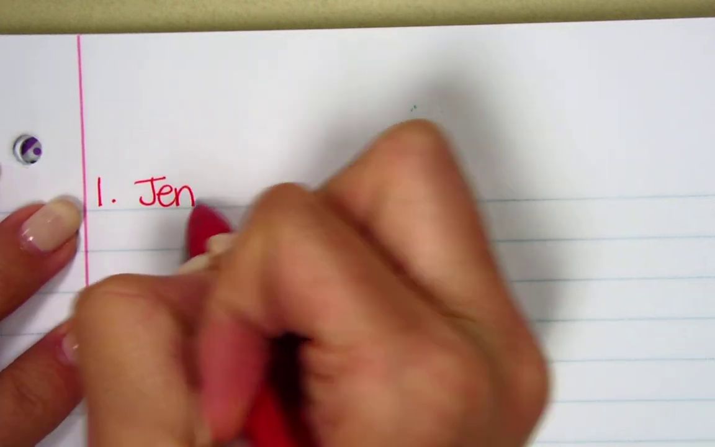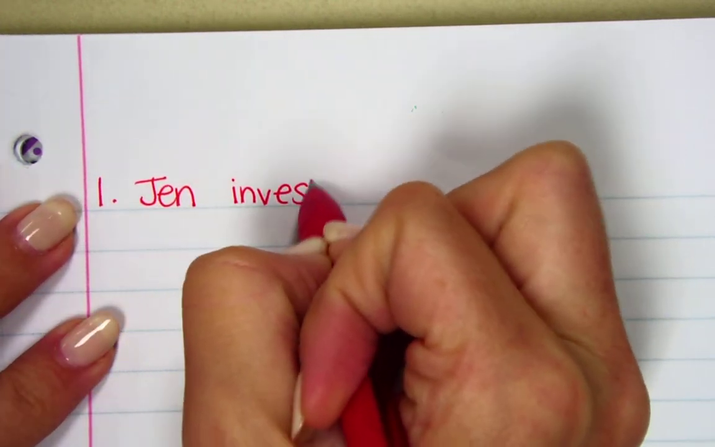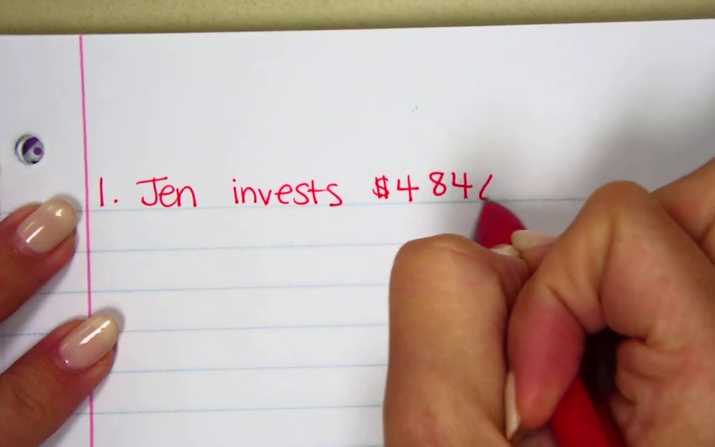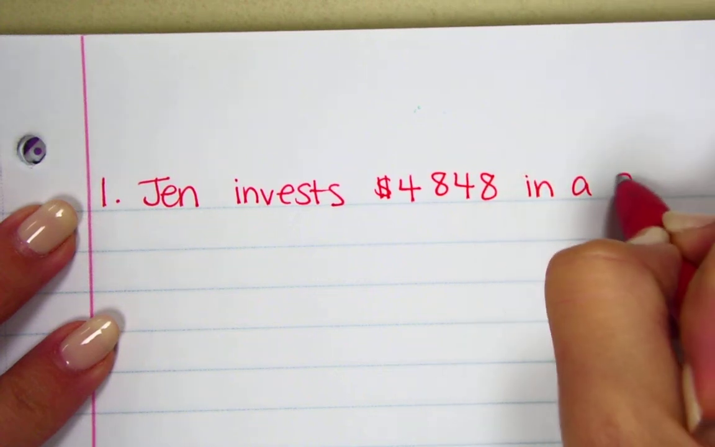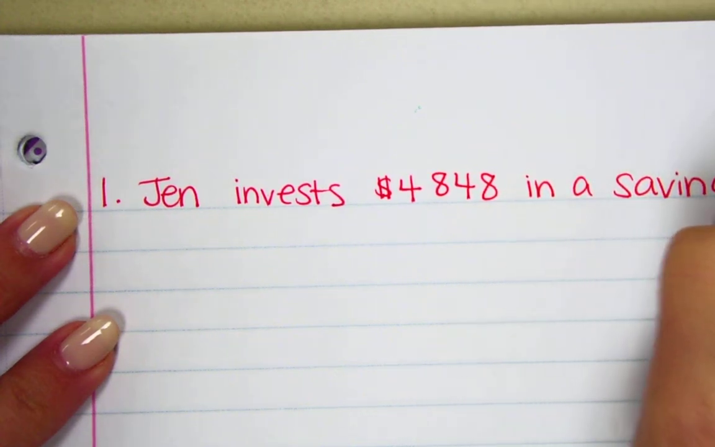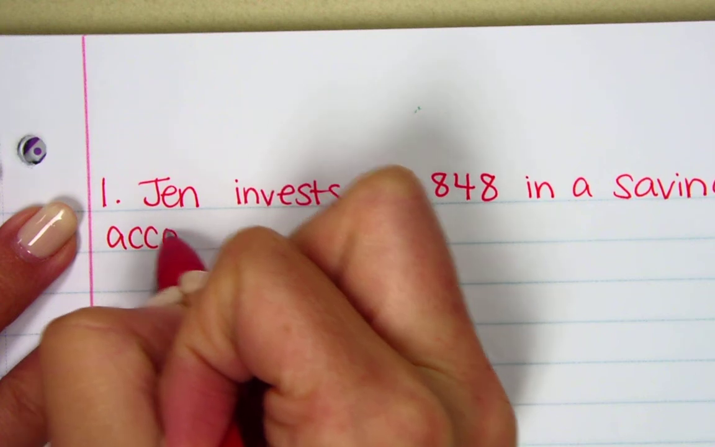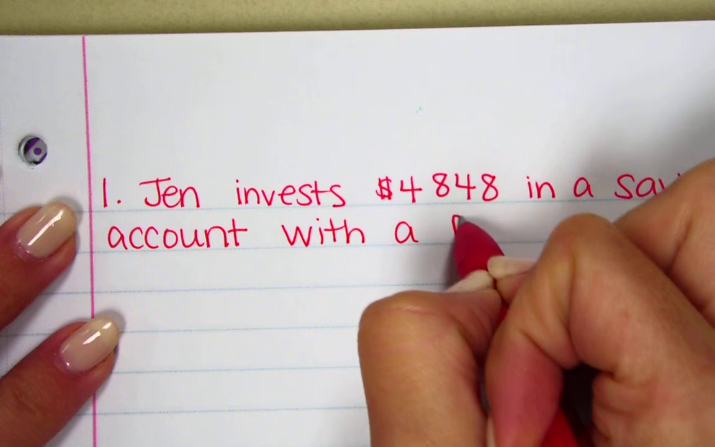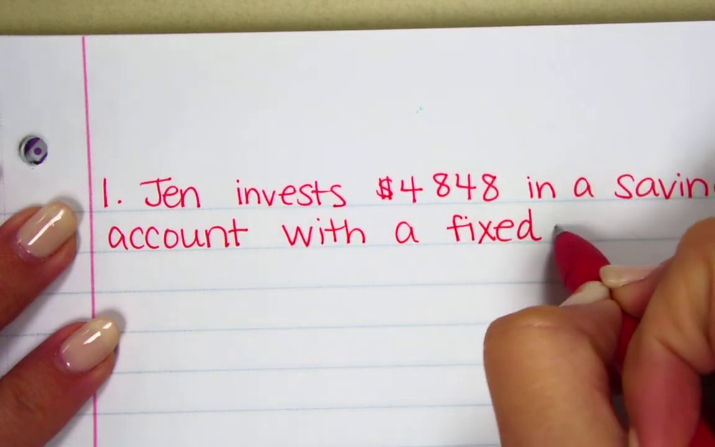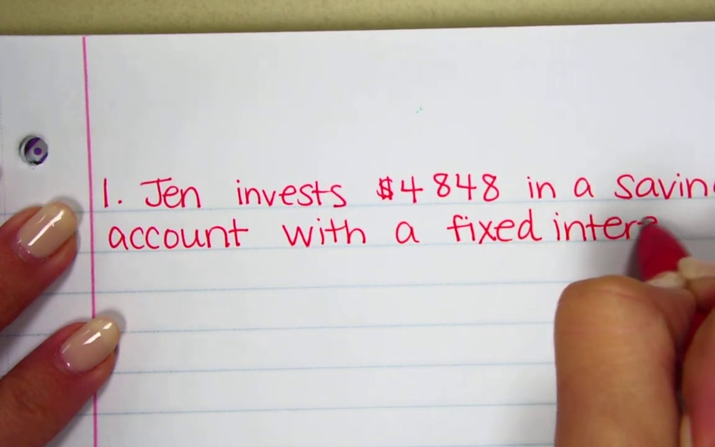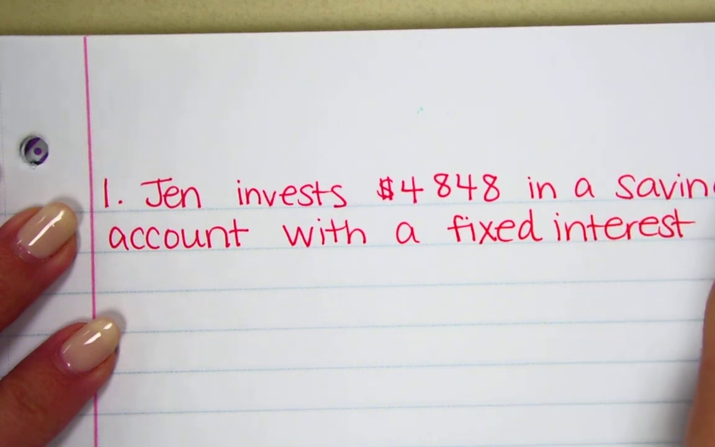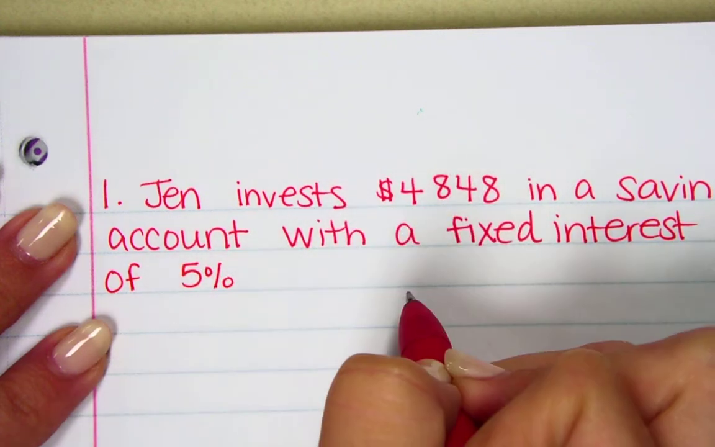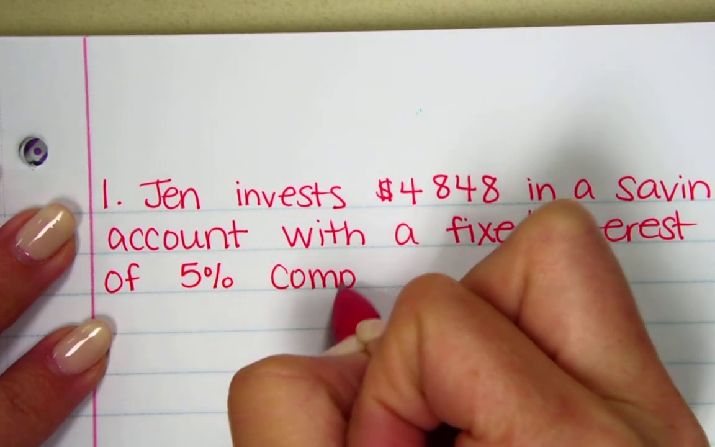All right, Jen invests $4,848 in a savings account with a fixed interest rate of 5% compounded continuously.